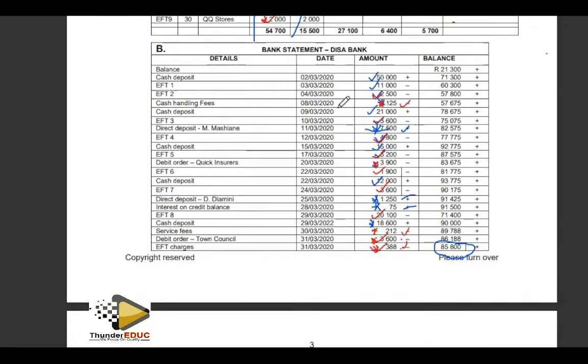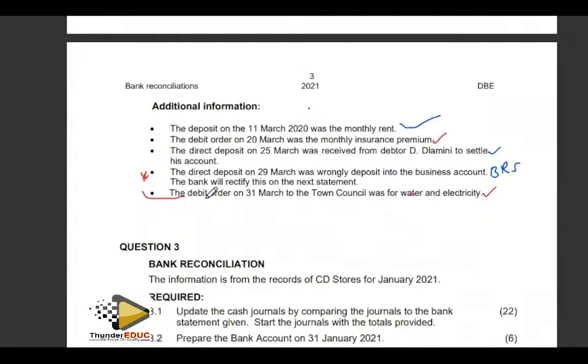So this one, I'm done with it. Even the additional information about it, I have to take it off. Remember, I said that it's going to, not this one. No, not this one. Right. Now we go to this information here, the direct deposit on 29 March.